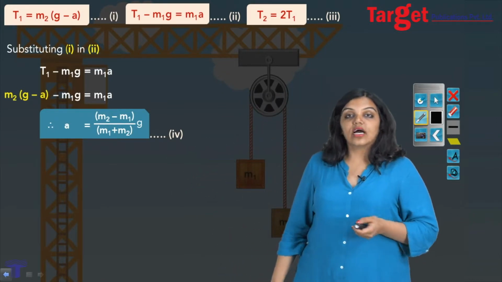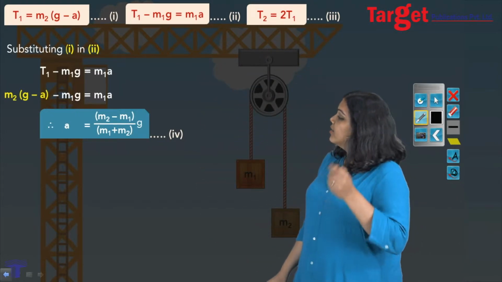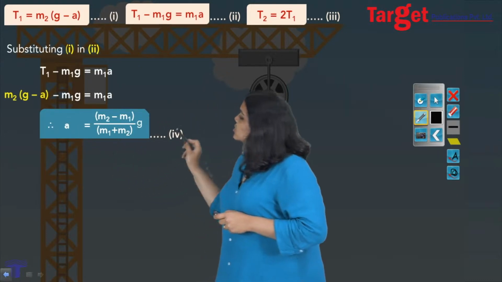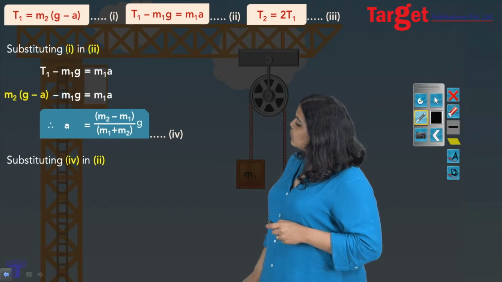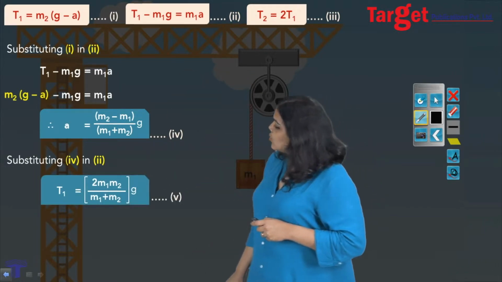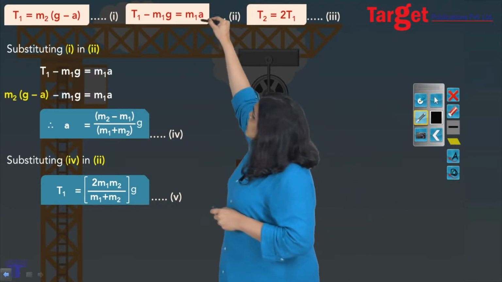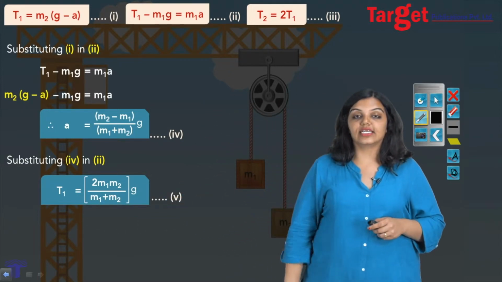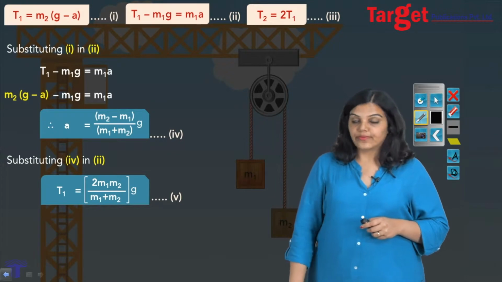Finally, what is my other unknown? It is nothing but the tension T1 and the tension T2. First, I'm going to try to find out T1. So I'm going to use this expression of A in equation 2. So I substitute equation 4 in equation 2. If I write down equation 2 again, it's going to be T1 minus M1G equal to M1A, and I'm going to replace this A with this, and it's going to give me an expression for the tension T1, which is going to be this, as you can see on the board.